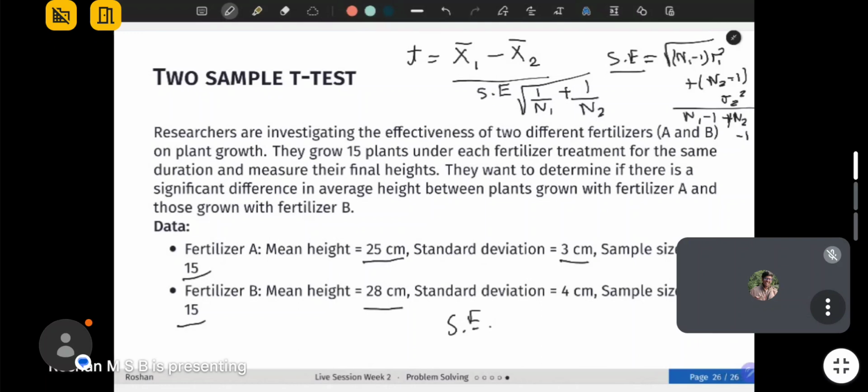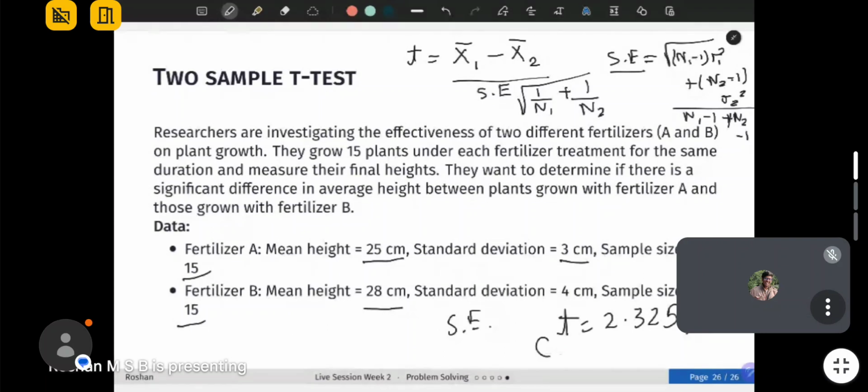The calculated t-value is 2.325. Okay, one answer is 2.325. And what's the table critical value? The critical value at degrees of freedom 28, alpha 0.05 is 2.048. What's it for alpha by 2?